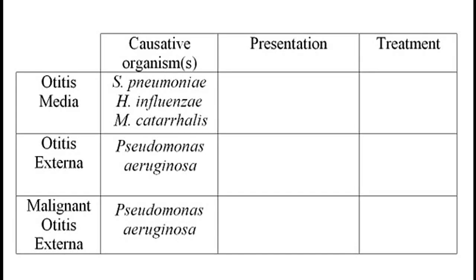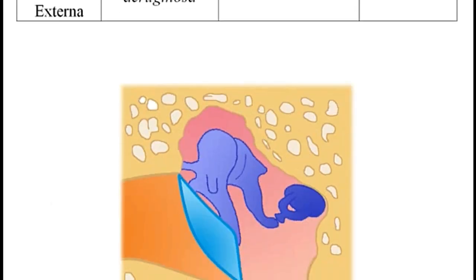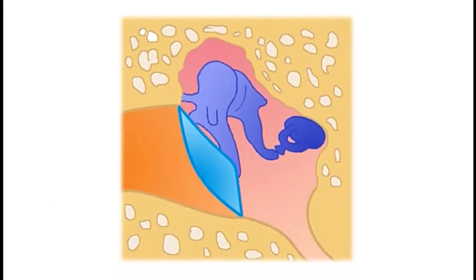In this video, I will go over the infectious causes of otitis media, otitis externa, and malignant otitis externa, and discuss their presentation and the treatment options. So here is the structure of the ear. You can see the middle ear shown in pink color, and then the external ear canal shown with the orange color.